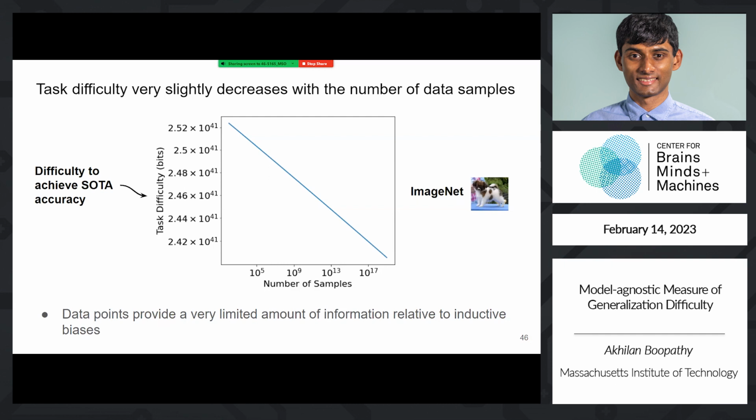But if you look at the axes of this plot, one thing you'll notice is that even if we increase the amount of training data by many orders of magnitude on ImageNet, we still only reduce the task difficulty by a very, very tiny amount relative to the scale of this plot. We start from maybe 2.5 times 10 to the 41 bits of information, and it goes down to maybe 2.4. What this is essentially saying is that even if we drastically increase our amount of training data, we'll still need about the same amount of inductive bias to solve the task. So data is providing very little information relative to the inductive biases that go into solving something like ImageNet or generalizing on something like ImageNet.